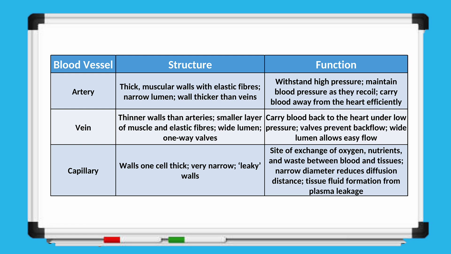Finally, capillaries are extremely thin, with walls that are only 1 cell thick and very narrow lumens. Their walls are also somewhat leaky, which allows plasma to escape and form tissue fluid. Capillaries are the primary sites of exchange, where oxygen, nutrients, and waste pass between the blood and surrounding tissues. Their narrow diameter reduces the diffusion distance, making this exchange process highly efficient.